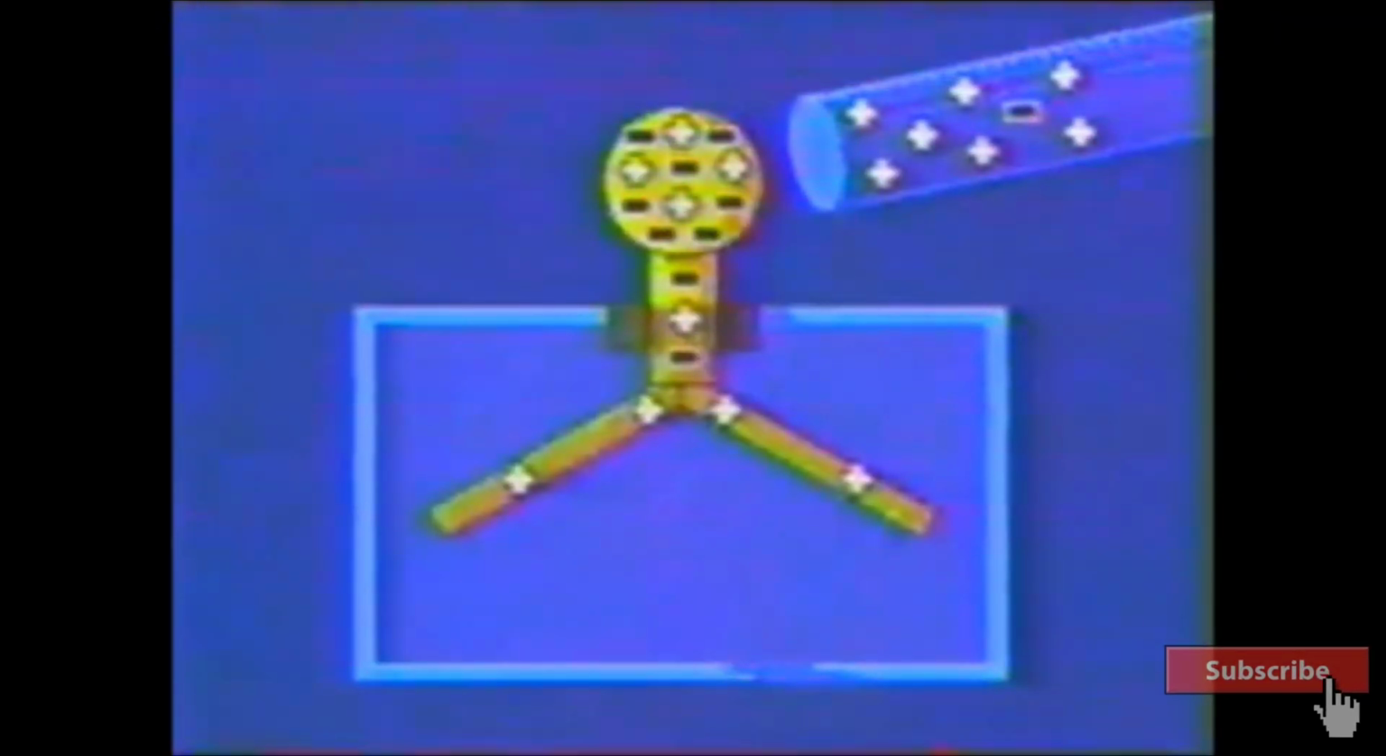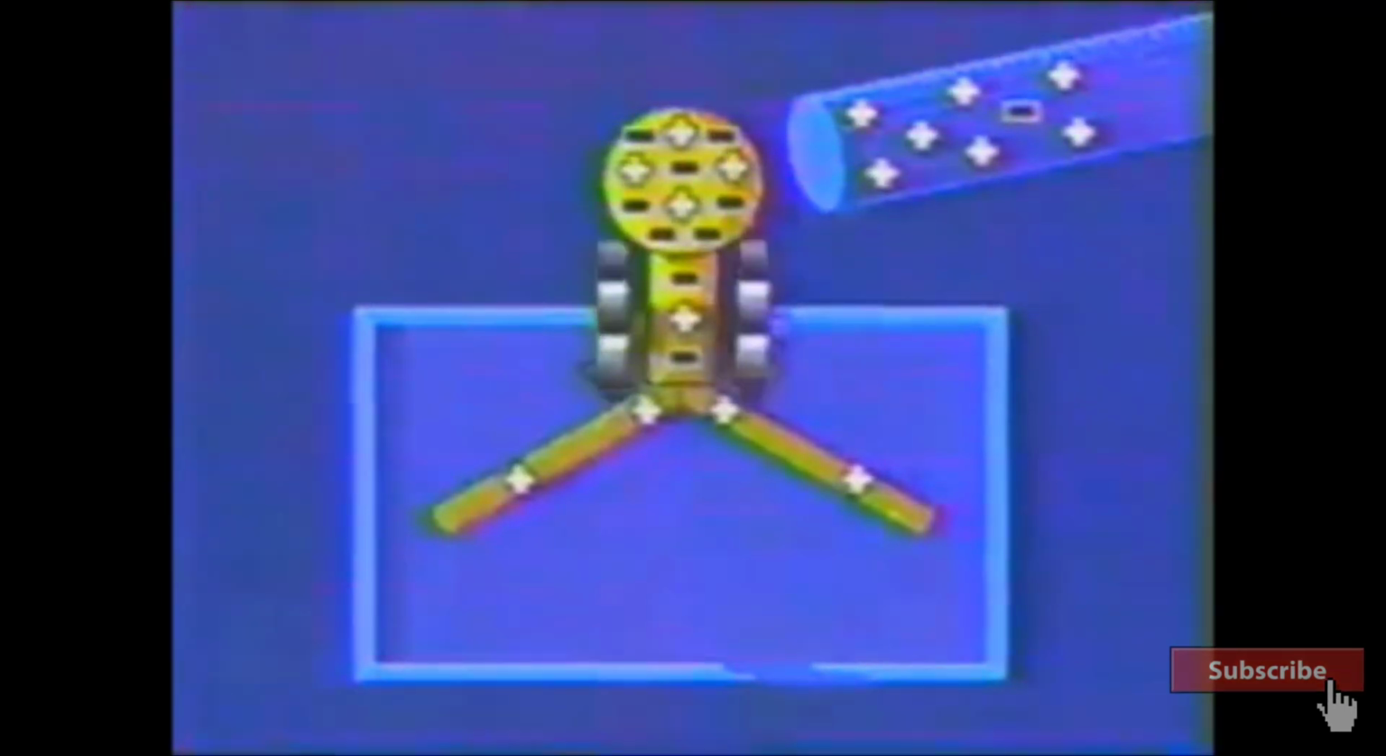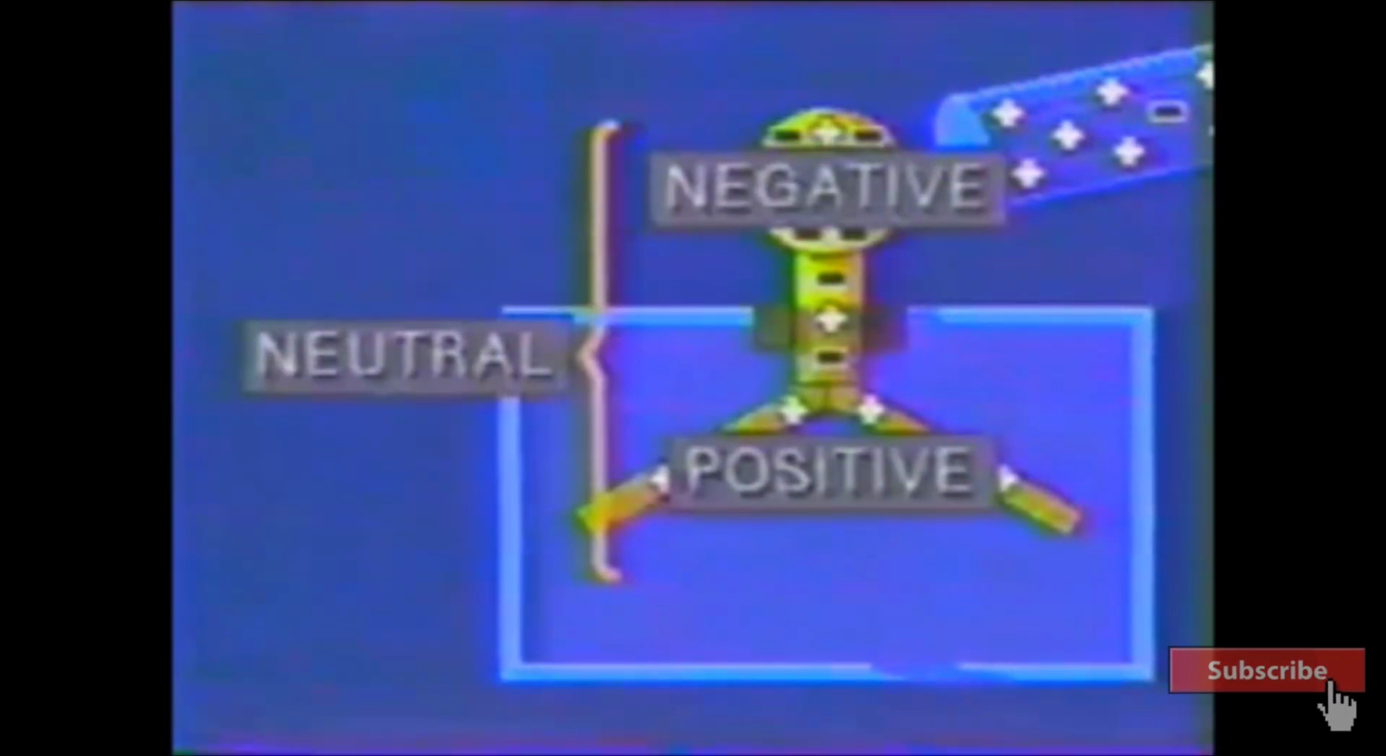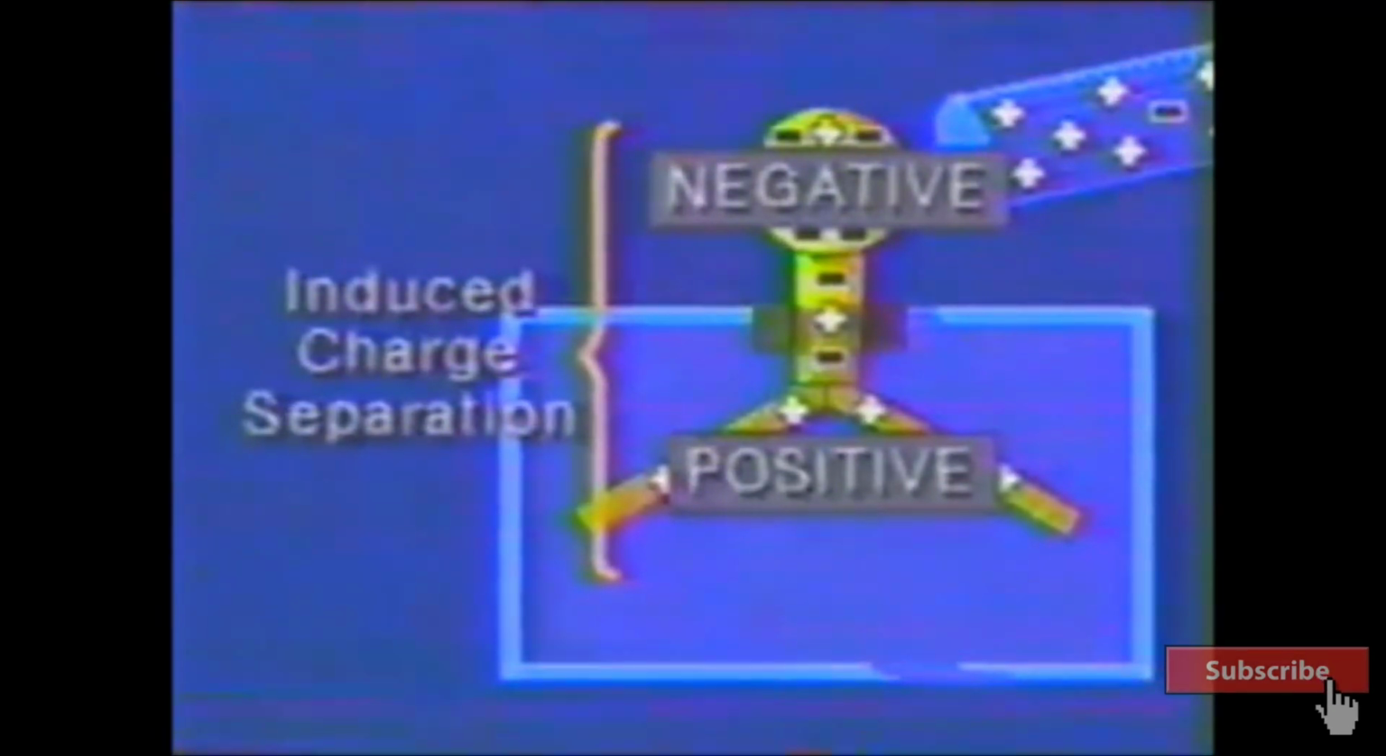So, for each electron on the knob, the attractive force of the positively charged rod is balanced, both by the repulsive force of the other electrons near it and the attraction of the positively charged leaves. If we look at the electroscope as a whole, we find that the top is negatively charged and the bottom is positively charged. Since no charge has been transferred, the electroscope as a whole is still neutral. It has, however, experienced induced charge separation.